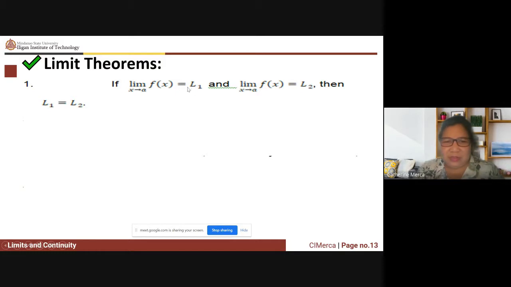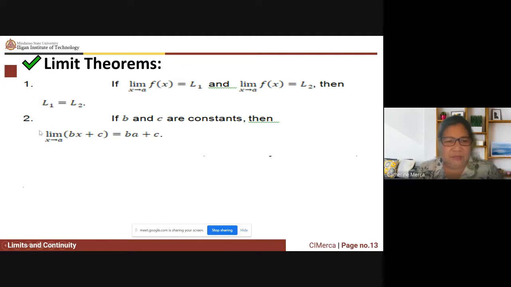So dapat equal sila, kung pareho ang function tapos pareho ang value kung saan nag-approach. Okay? Now, if b and c are constants, then the limit of bx plus c as x approaches a is equal to ba plus c. Meaning to say, pag linear lang siya, tapos x approaches a, pwede na directly substitute. Now, b times a, constant man yan. So, b times a plus c.